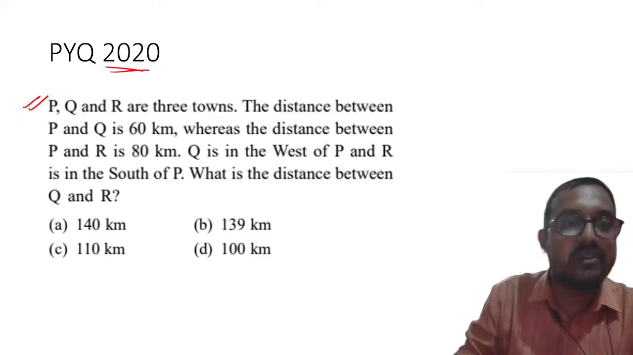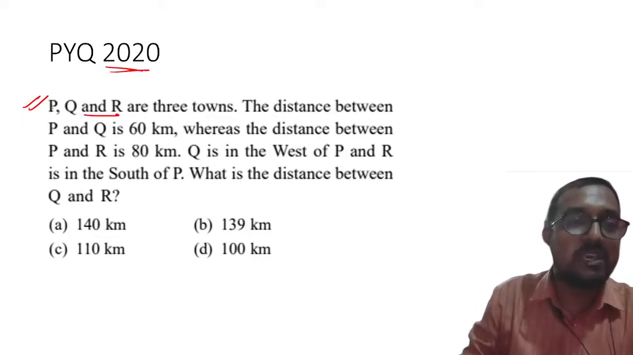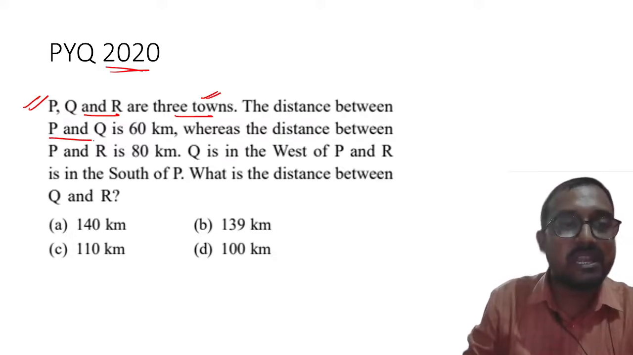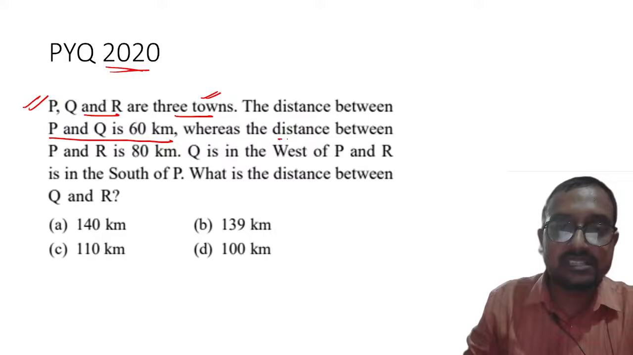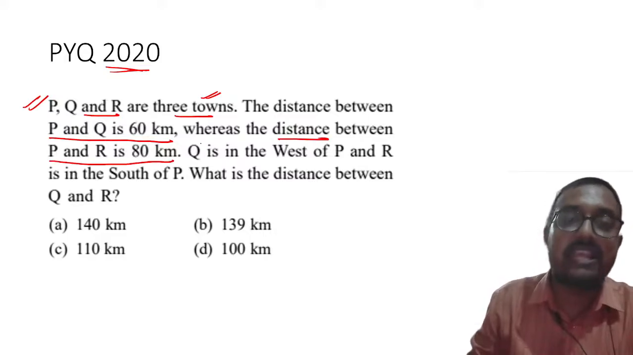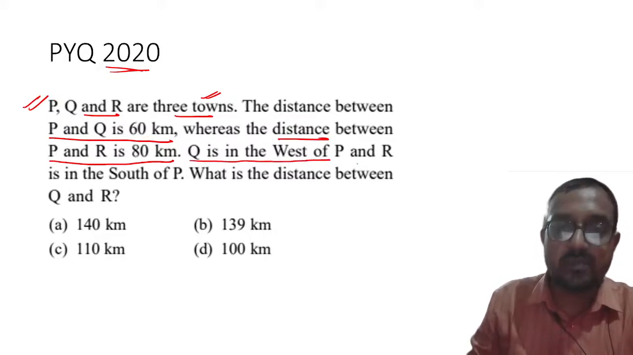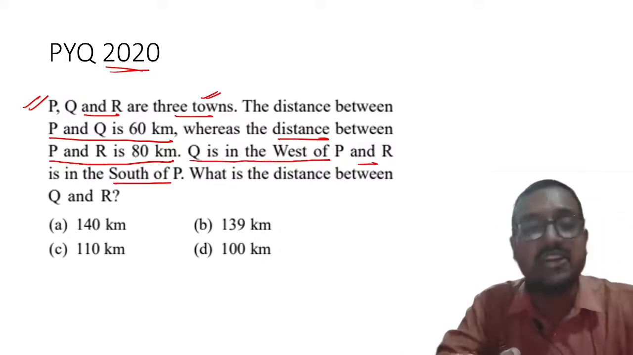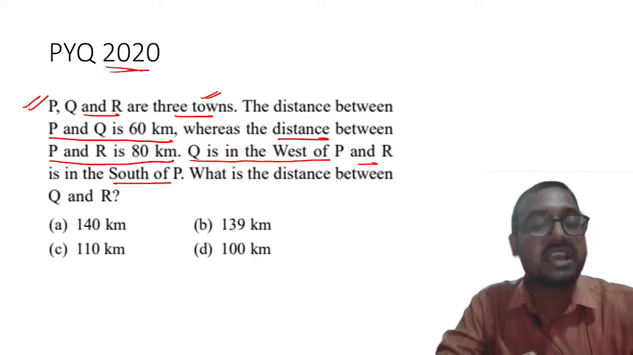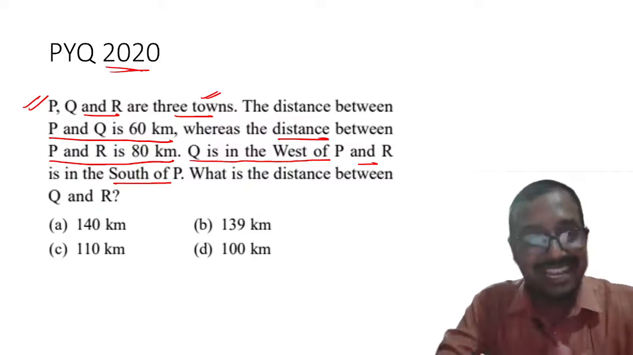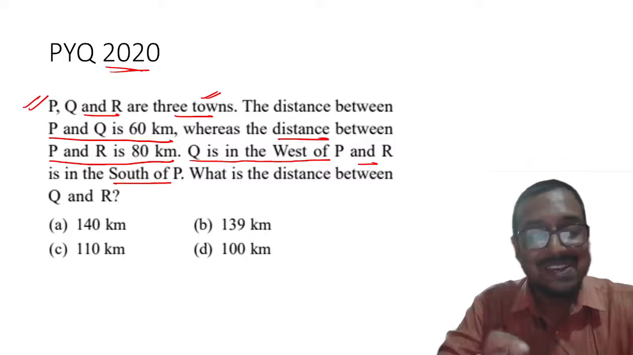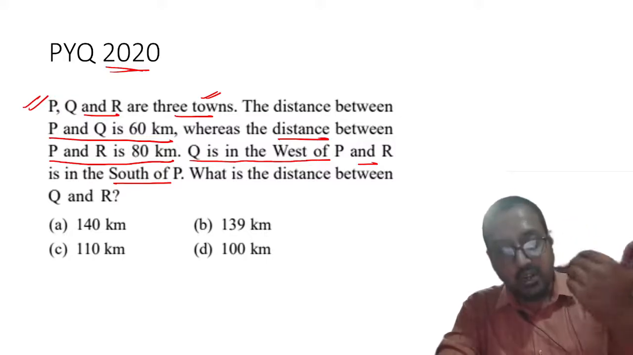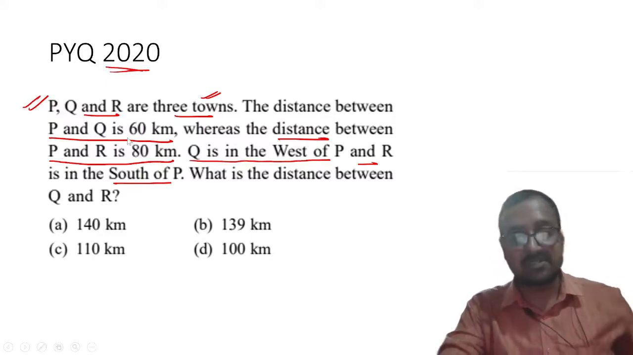This was asked in 2020. P, Q and R are three towns. Distance between P and Q is 60 kilometer, whereas distance between P and R is 80 kilometer. Q is in the west of P and R is in the south of P. My dear students, those who understand the Pythagoras theorem, this is a question which they can do orally. Trust me, orally. So this is a very easy question. Please remember this, and you should definitely attempt these kinds of questions.